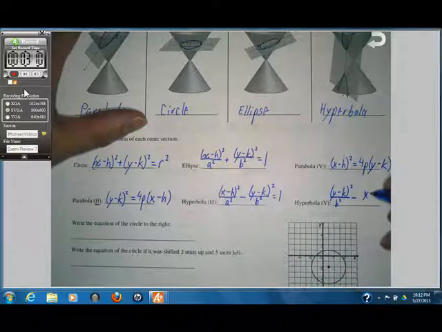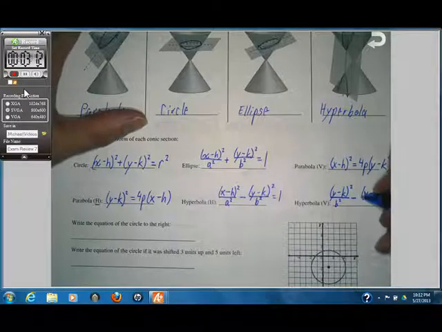I know my x looks like a y. I'm sorry about that. This is an x. Let me rewrite that. There we go. Is equal to 1.